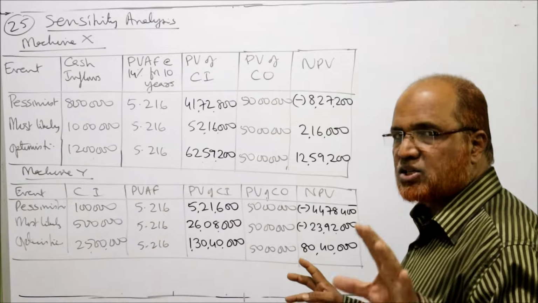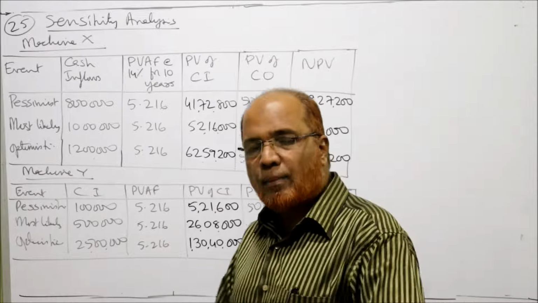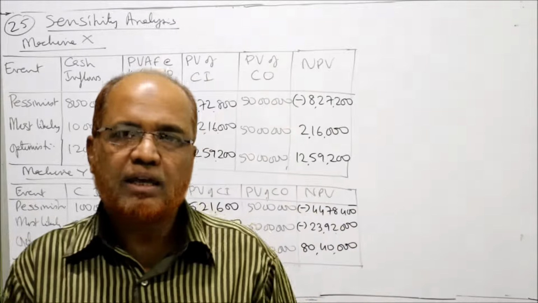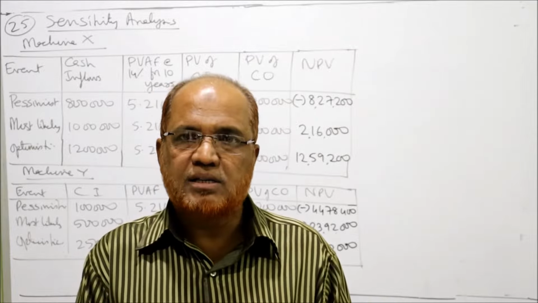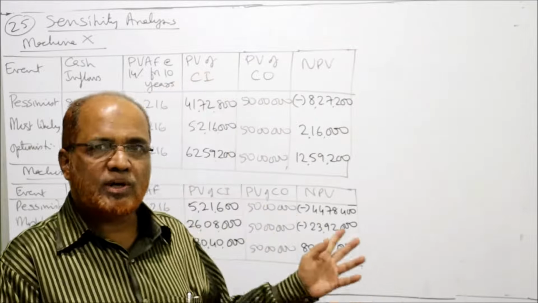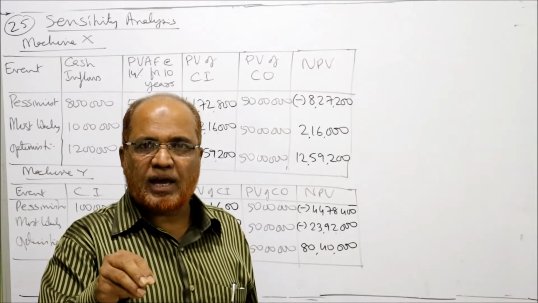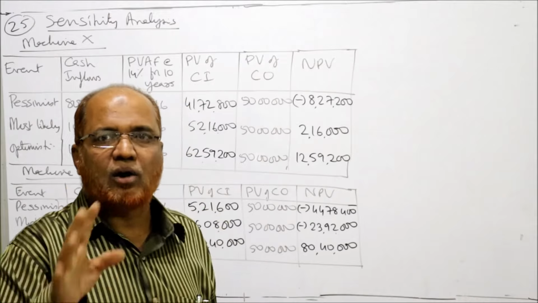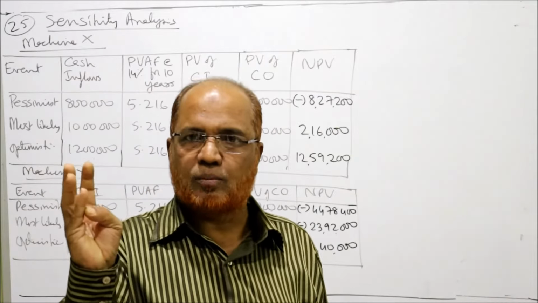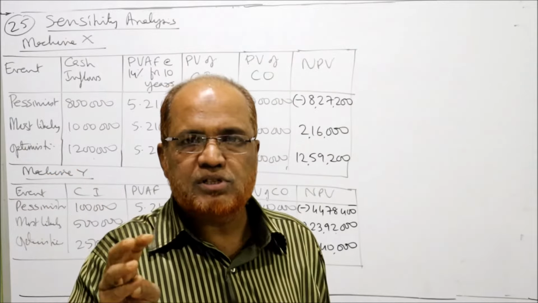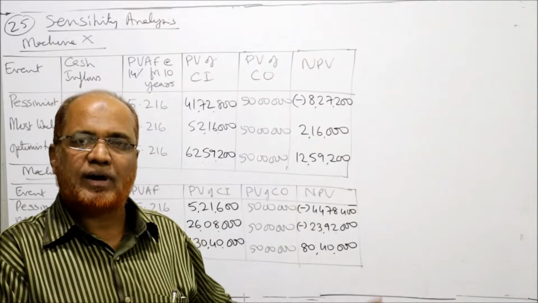So now the decision can be given by comparing these NPVs. Comparatively, machine Y is more risky, because in two situations we are having negative NPV. In the pessimistic or most likely case, we are going to incur loss. Only if it is optimistic are we getting huge profit in the case of machine Y.